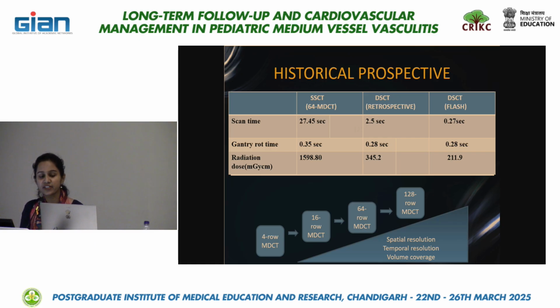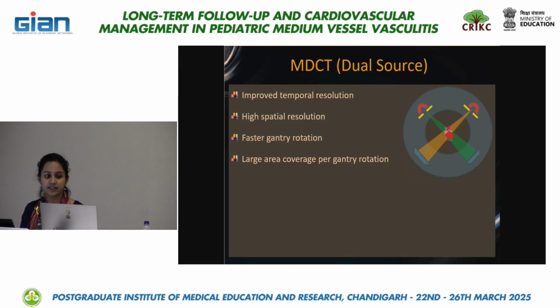But now with dual source CT scanner, especially the Flash machine that sir has here and we also have in our institute, we have been able to reduce the scan duration to less than a quarter of a second. So now we can perform these scans even in the pediatric age group, and the radiation dose has been reduced from 1598 milligray centimeter to 211.9 milligray centimeter, which means less than 1 millisievert. So we are able to get images with very good spatial resolution and temporal resolution, within the radiation limit that has been prescribed by various societies.